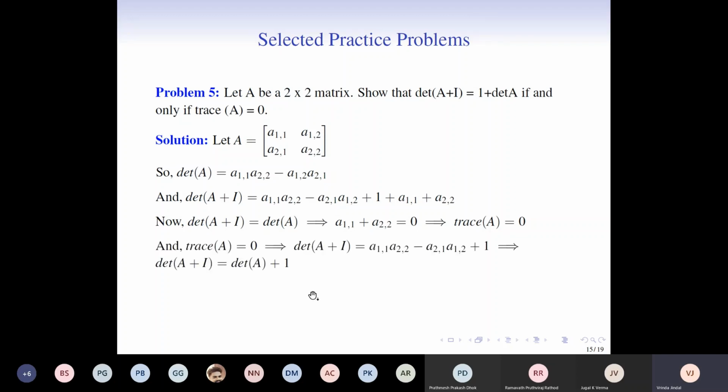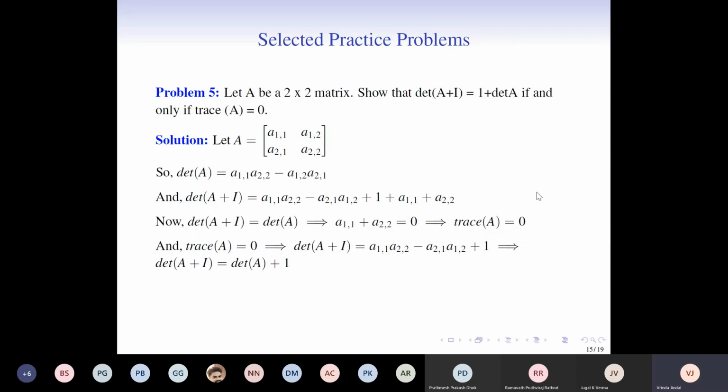Now in the reverse direction, if trace is 0, then these two expressions are equivalent. So if trace equal to 0, the determinant of A plus I is given by this expression, which indeed is equal to the determinant of A plus 1. So we have proved it both ways: if trace is 0, then this condition holds true, and if this condition holds true, the trace is 0. So that was an important concept that we should keep in mind when trying to prove any such if and only if condition.